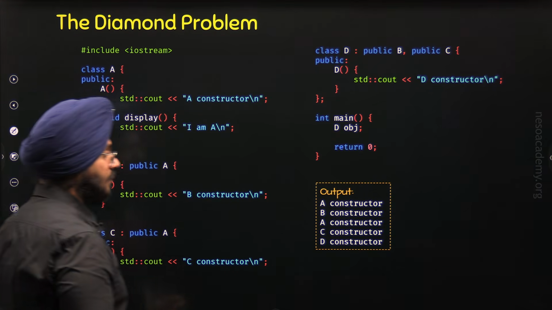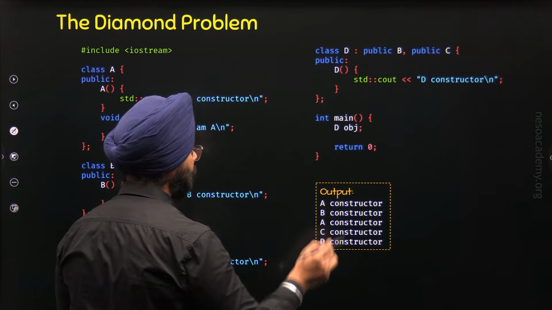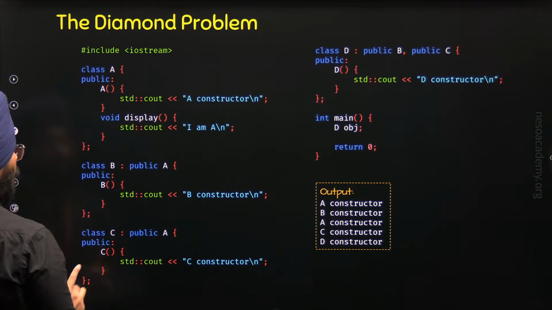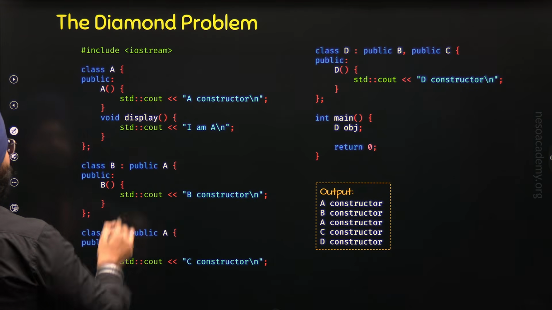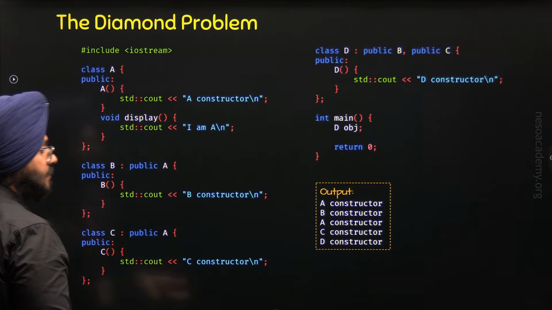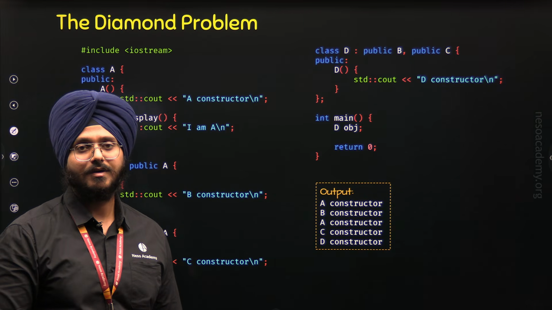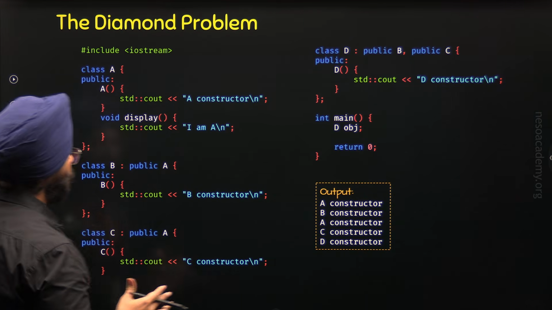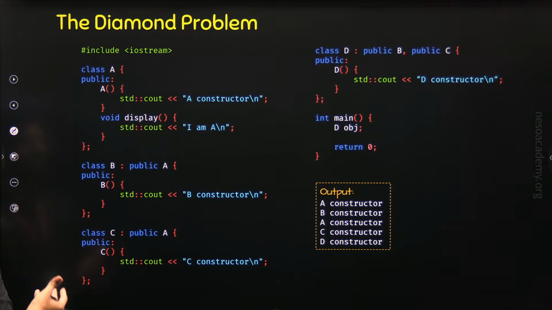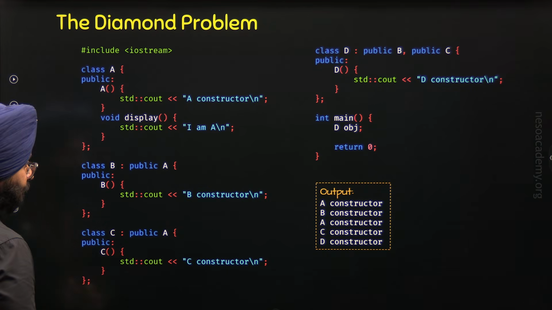Now here we can observe in the output that the constructor A has been called twice. This means this constructor is called twice. Now this is something that we may not want. To avoid this, we can use one concept which is called virtual base class.